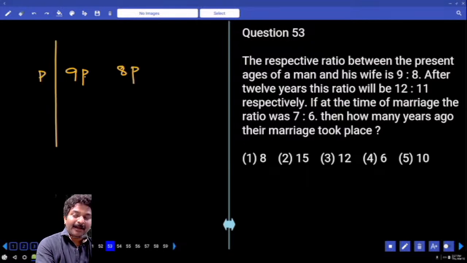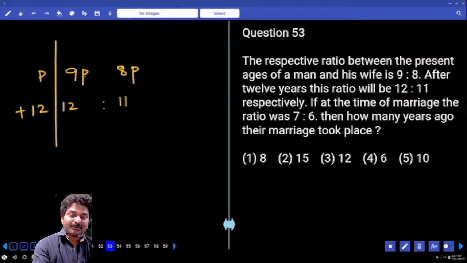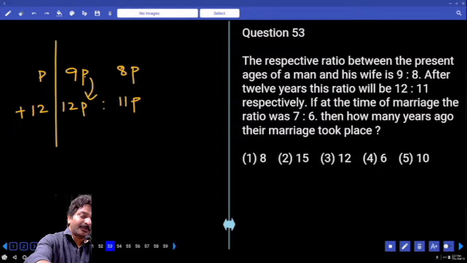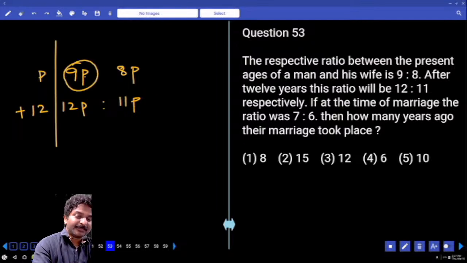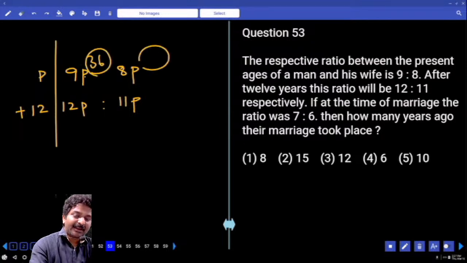This is present. After how many years? After 12 years, their ages ratio becomes 12 is to 11, right? First person's age increased by 3 parts. Second person's age also increased by 3 parts because of 12 years, correct? Then 1 part is equal to 4. Then 9 parts is equal to 36. So I'll write 36 here, which is the present age, and 8 parts, which is 32, correct?